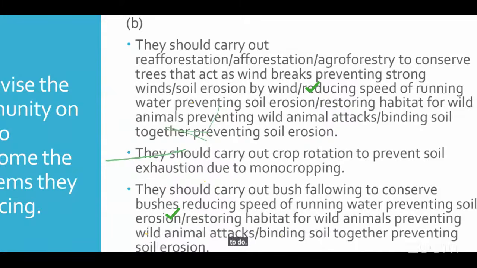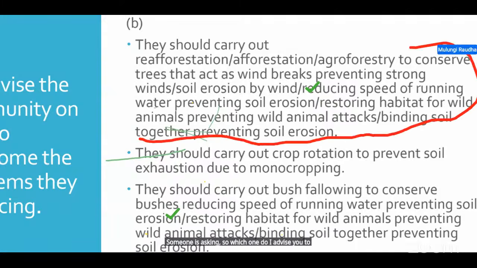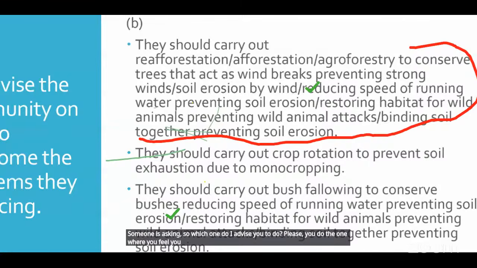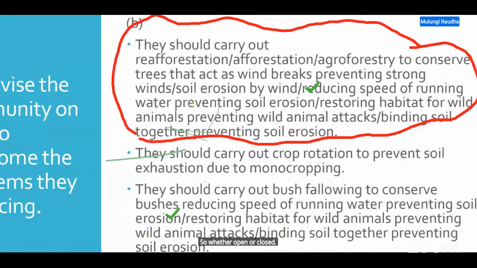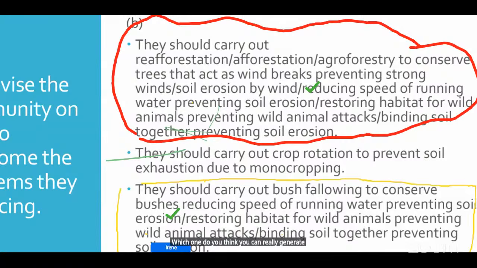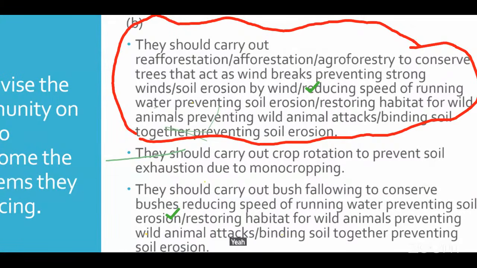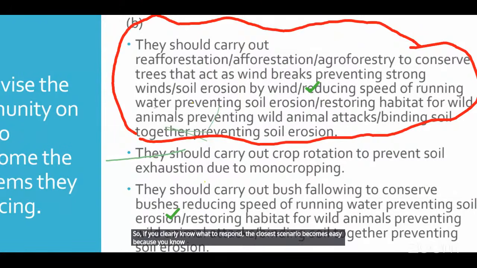Someone is asking, so which one do I advise you to do? Please, you do the one where you feel you are strong enough to manage. So whether open or closed, you read it through and see which one you think you can really generate the necessary responses. If you clearly know what to respond, the closed scenario becomes easy because you know the number of responses that you should have. That is for the closed, because they'll give you the problems within the scenario.